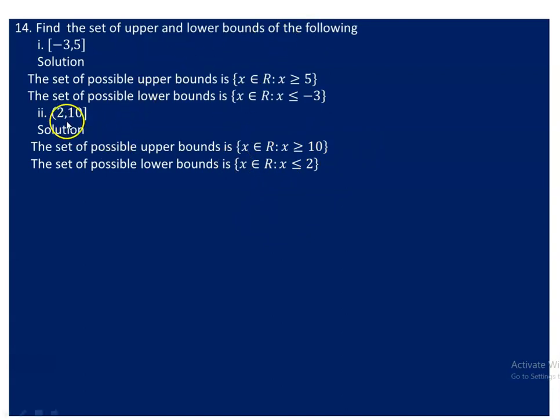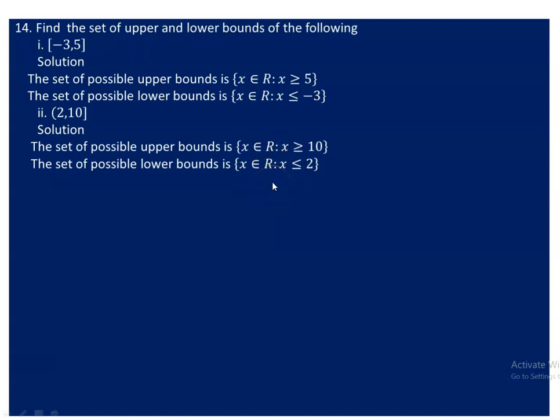So clearly, even though 2 is not included here, it's clear that 2.000 something like that is considered here. So a number which is less than this is going to be considered to be less than or equal to 2. So look, whatever number you may take less than or equal to 2, it is supposed to be the least of all the entries within this interval. So this is the set of possible lower bounds.